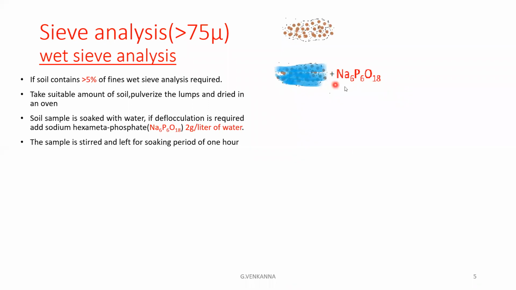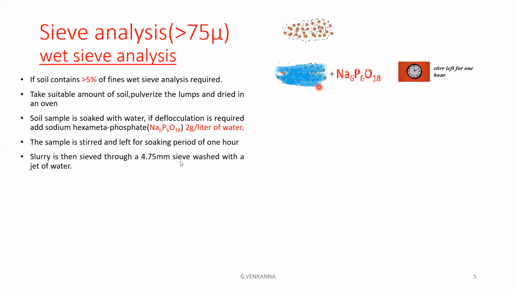After the sodium hexametaphosphate is added to the soil, we stir it and leave it to soak for 1 hour. The mixture is stirred for about 2 to 5 minutes and then left for 1 hour. After the hour, whenever the soil is mixed with water and sodium hexametaphosphate, we get a soil slurry. The soil is formed as a slurry.